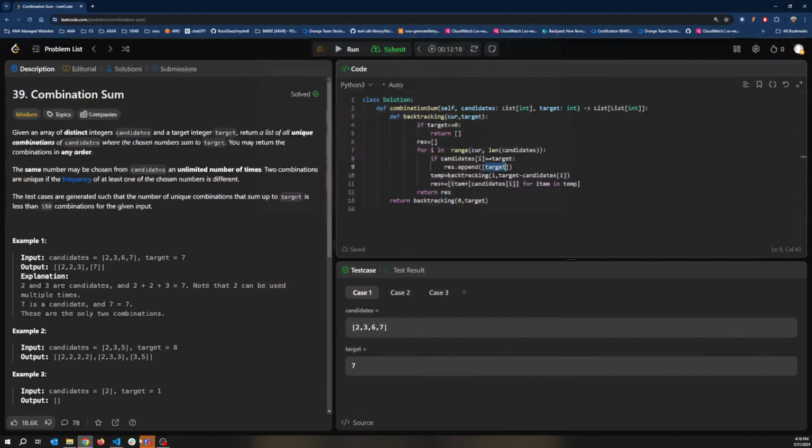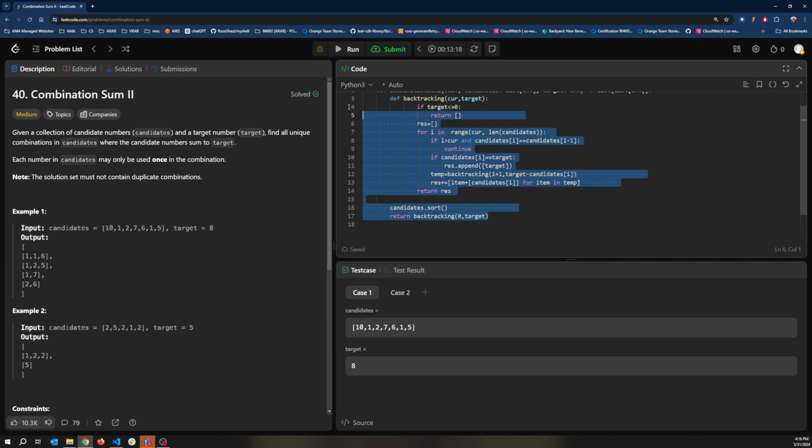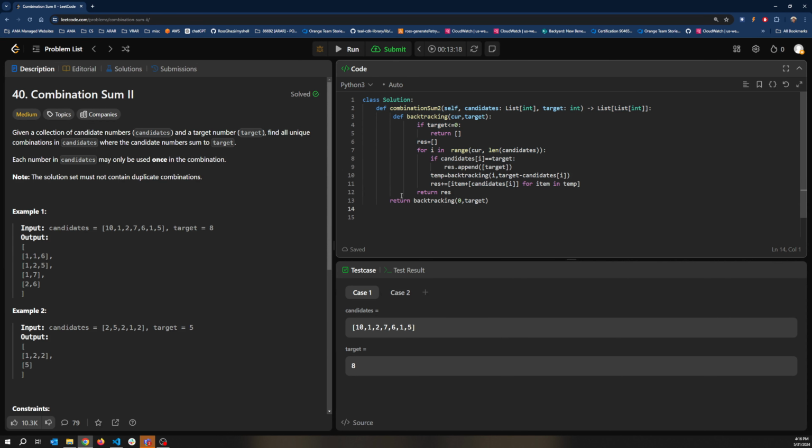Going to number 40. What's the question? Okay, copy this one to the next one. And I'm going to go live to see how it's going to work. Okay.